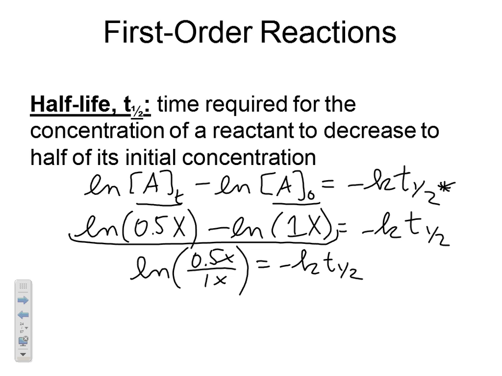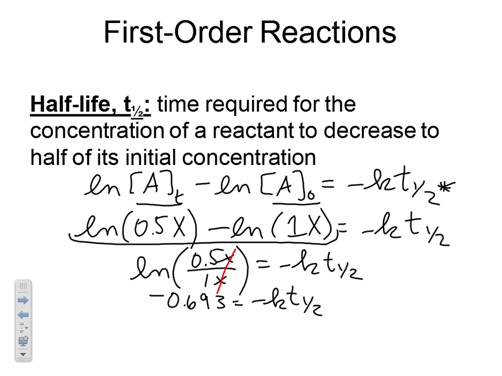Oh, and look, x is canceled out. X has gone away. The x is irrelevant. It's the half bit that's important. And now I'm stuck with the natural log of 0.5. That's not a variable. That's a discrete number, right? So I know that I'm just on my calculator plugging in the natural log of 0.5. I get negative 0.693 is equal to minus kt 1/2.